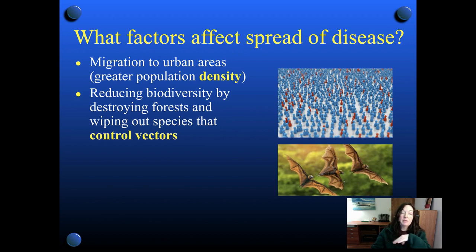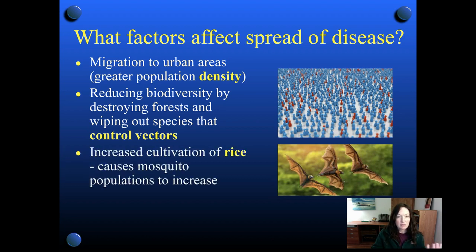Our reduction of biodiversity actually reduces the species that control vectors. So I'm showing bats here, not because they are a vector, but because they actually help to control mosquito populations. And so if you wipe out a habitat for bats, or if you kill bats because you think that they're a vector, you could actually be allowing mosquitoes to grow out of control. So there's lots of reasons to keep biodiversity, but this is just another one.